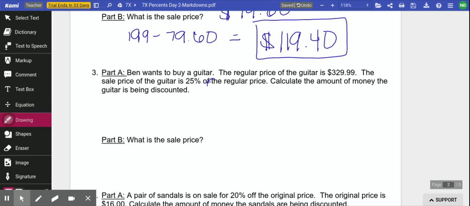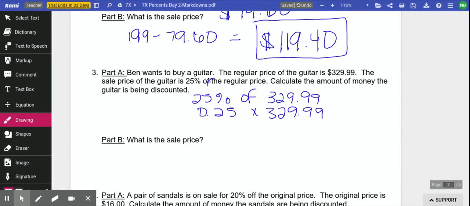So again, the guitar is being discounted at 25% off of $329.99. So I got to multiply those two numbers together, convert 25% into a decimal, which is 0.25, and then multiply. And when I do that, we should get 82.4975. But again, guys, remember we are dealing with money, so I need to round this decimal. Remember, with money, we only deal with 2 digits after the decimal point.